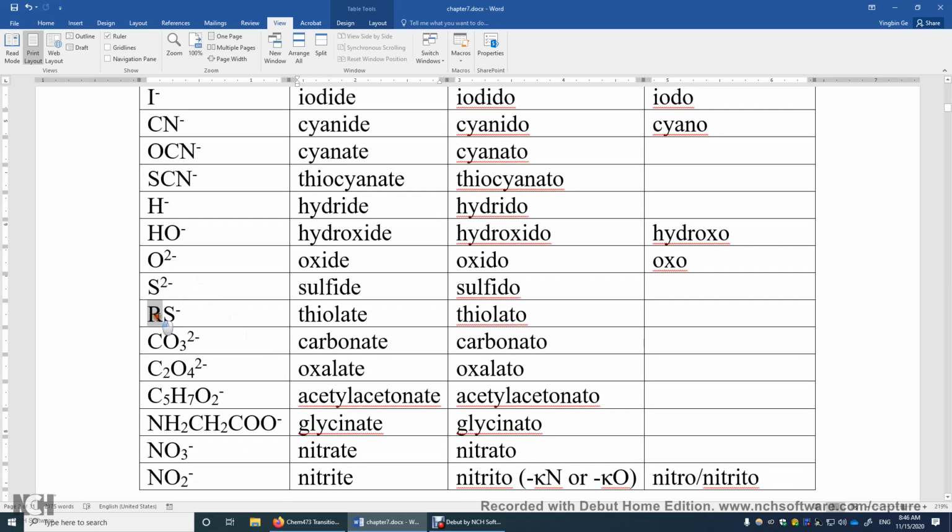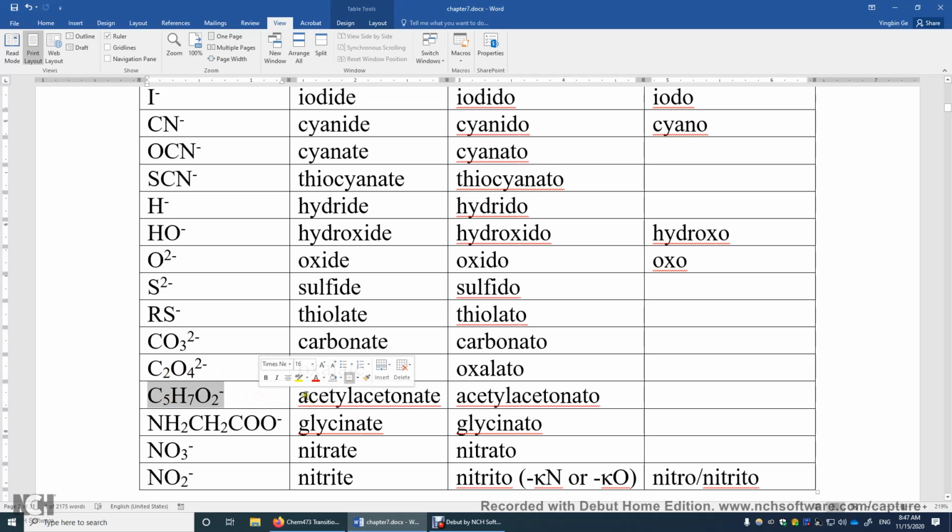R can be any functional group. RS minus is thiolate, but in transition metal chemistry as a ligand, it's thiolato. This we know as carbonate, but in transition metal chemistry, carbonato. Oxalate, oxalato. This one is just COO minus bonded with another COO minus. The bond is between the two carbon atoms.